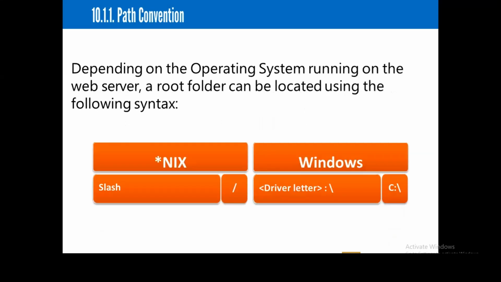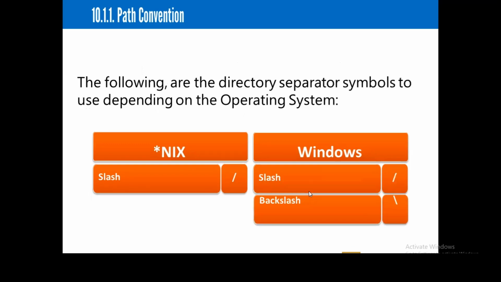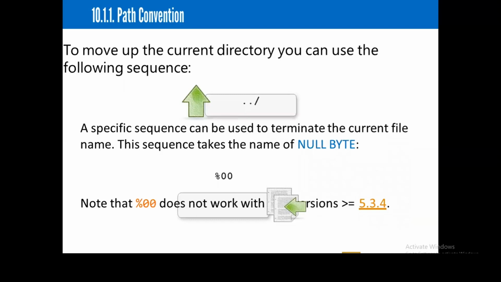So what are the best defensive techniques? The best technique is to make sure that, depending on the operating system running on your web server, the root folder can be located: for Unix you use forward slash, for Windows you use backslash. You must also understand the operating system before you can carry out this kind of attack. Now, to move up from the current directory, you can use the following sequence as displayed there.